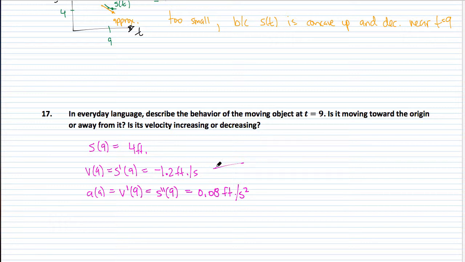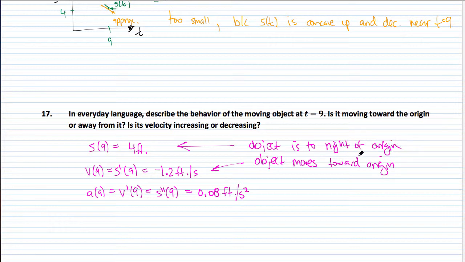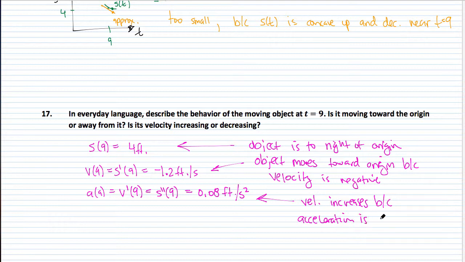So this right here tells us the object is moving toward the origin, because we know the object is to the right of the origin, because our velocity is negative, and then our velocity is technically increasing because acceleration is positive.